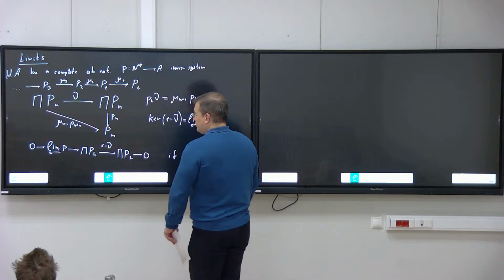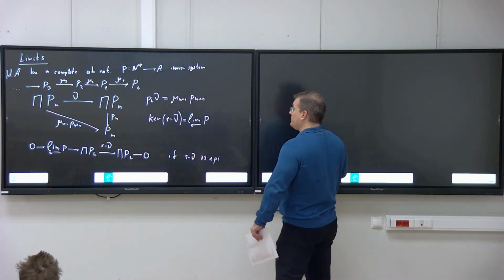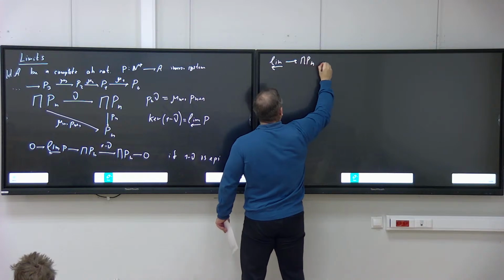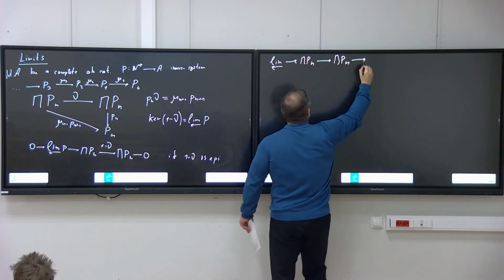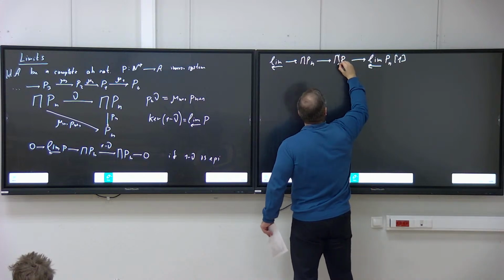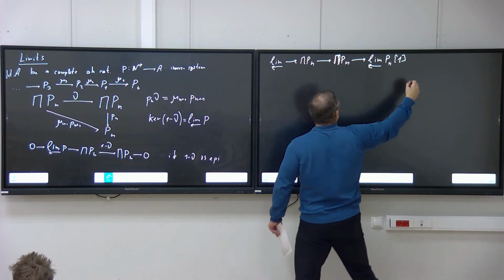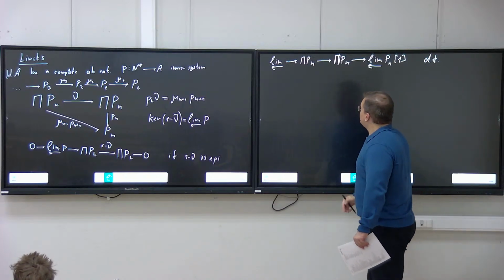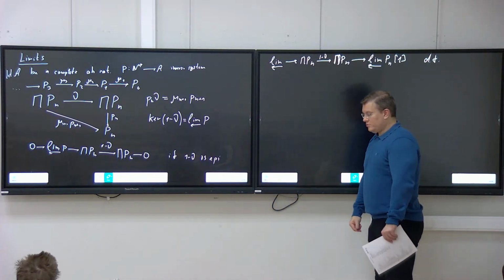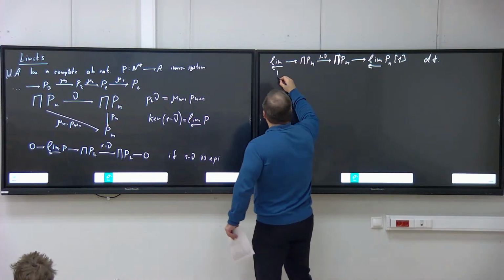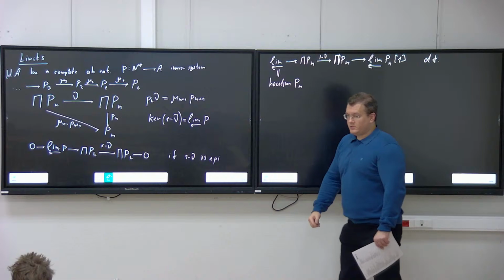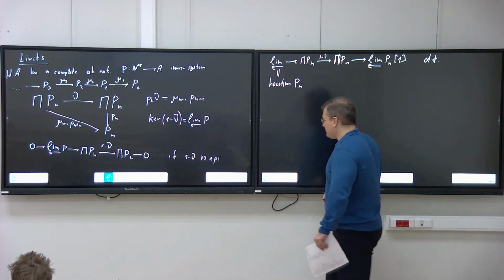If I have such a short exact sequence, there is a distinguished triangle in the derived category: inverse limit, product, product, and then inverse limit shifted. So this is a distinguished triangle. If you go back to the definition, which was, I think, at the end of the lecture two weeks ago, you can identify this with the homotopy limit of the P_n, not colimit, sorry.